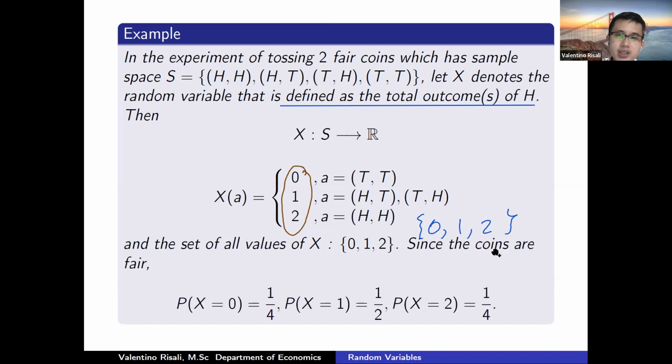After that, since the coins are fair, we can compute all the possible probabilities. That is the probabilities of the number of heads. The number of heads is 0 for this notation.